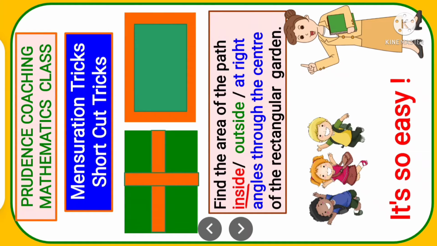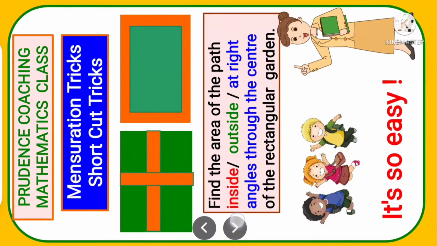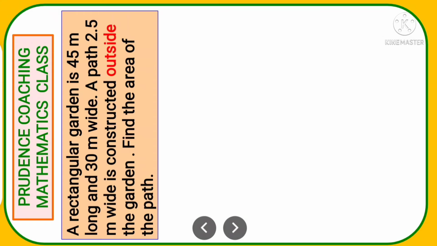In this video, we are going to learn 3 tricks of mensuration, related to the topic rectangular garden. Here we are going to learn the tricks for finding the area of the path when it is drawn inside the rectangular garden, when it is drawn around or outside the rectangular garden, or when it is at right angles through the center of the rectangular garden. So let's start with the first type.